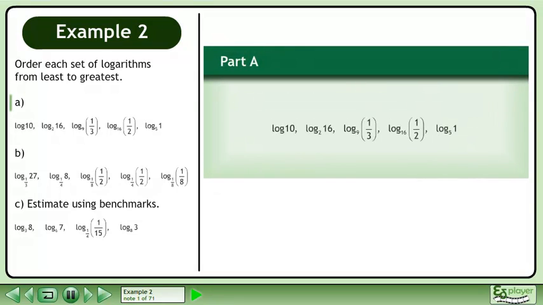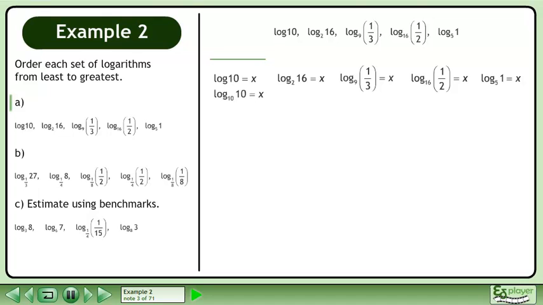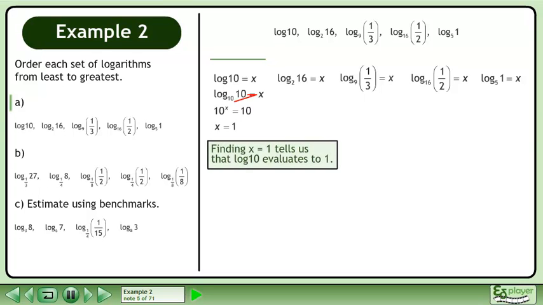Order each set of logarithms from least to greatest. Rewrite the logarithms. Set each logarithm equal to x so we can solve for the result. The first logarithm has no base written, so it must be base 10. Convert to exponential form. This gives us x equals 1. Finding x equals 1 tells us that log 10 evaluates to 1.